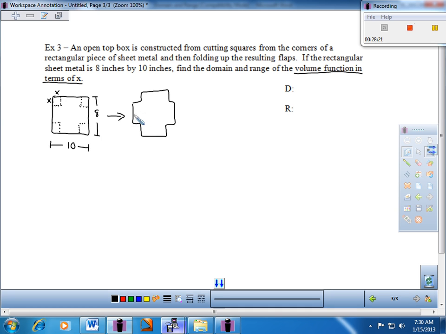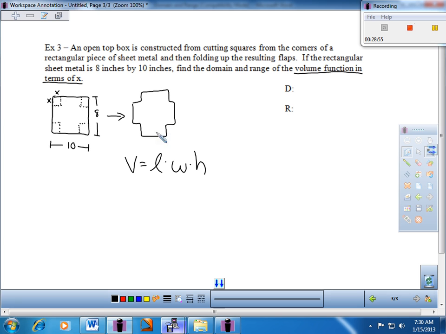So picture this now 3-dimensionally, if you would. This folds up, this folds up, this folds up, and this folds up right there. And they all fold up and they meet, and they form what is called an open top box. And so now, envision that open top box. And let's talk about the length and the width and the height of that box. Okay, so let's see what we have going. Now the length of the box, I'm hoping you would see, would be from here to here essentially.